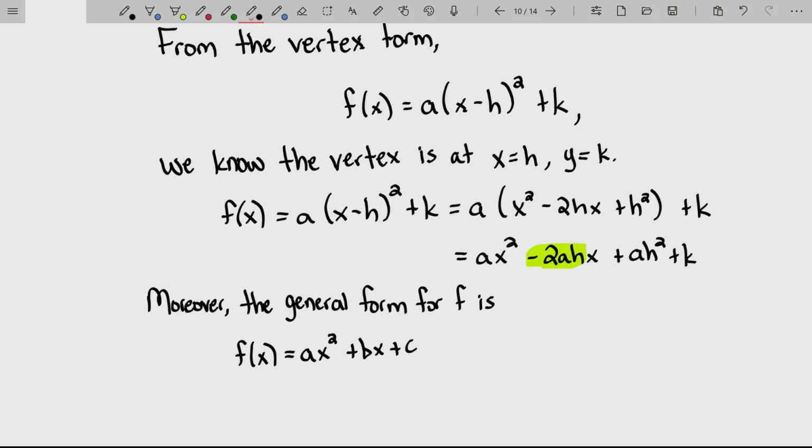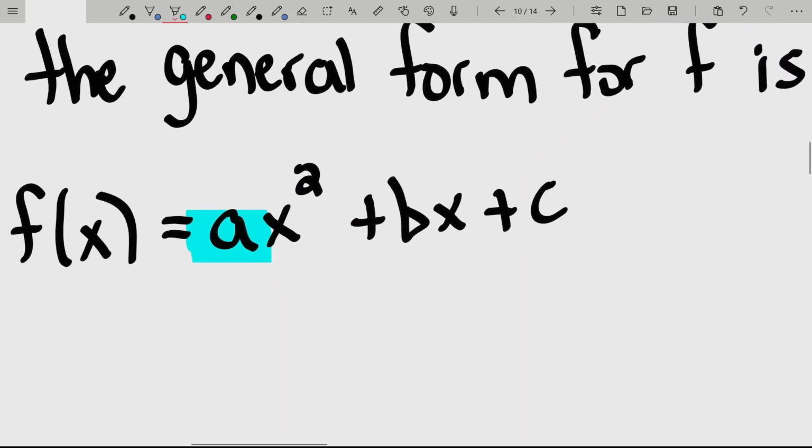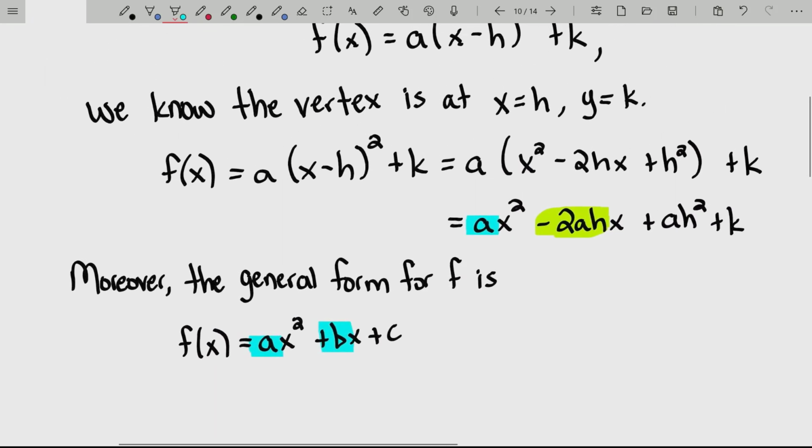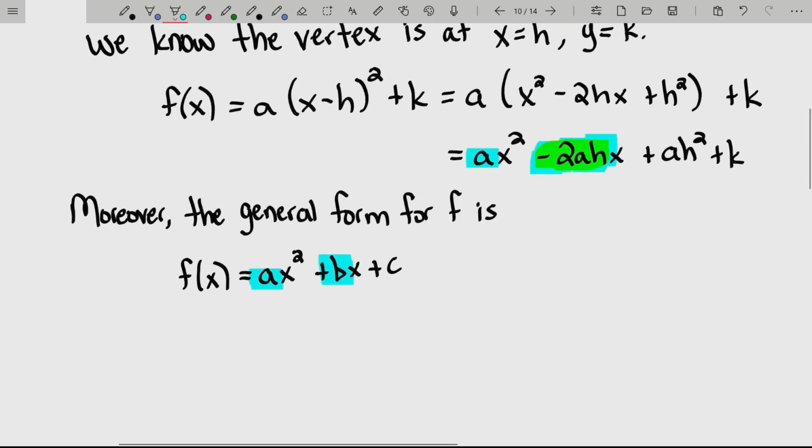f(x) = ax² + bx + c. I should note the a in both of these situations is identical. In fact, let me use a highlighter for that. This a and this a, they're the same a's. Notice the coefficient of x in our general form is b, and the coefficient of x in the expanded standard form is negative 2ah. But those are both the coefficient of x, so those things have to be the same. They must be equal. Let me write that down.